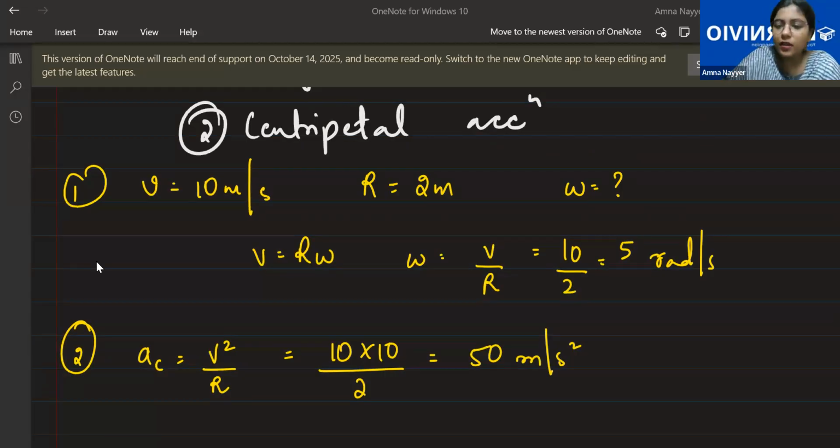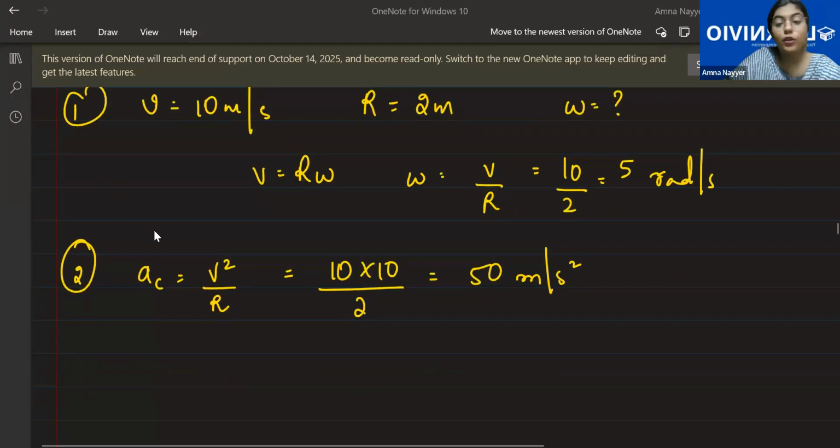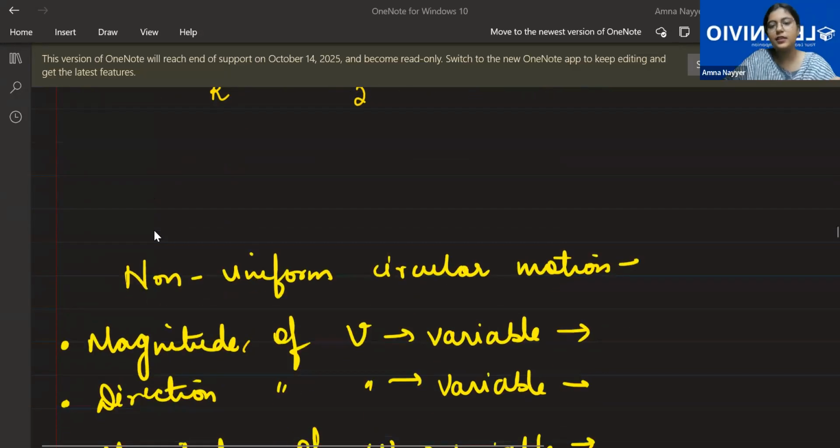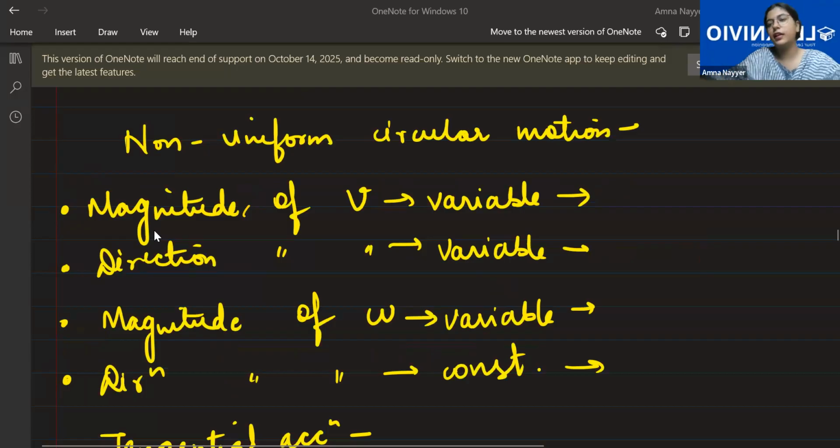All right. Now talking about the non-uniform circular motion. We just discussed the uniform circular motion. When we talk about the non-uniform circular motion, non-uniform means the velocity is changing, so what kind of acceleration do we have in our system? When the magnitude of the linear velocity changes, when it is variable in non-uniform circular motion.